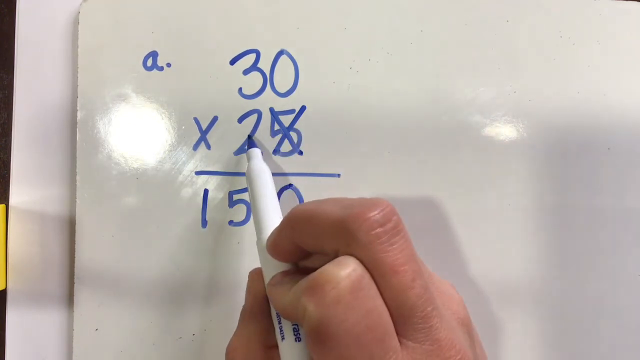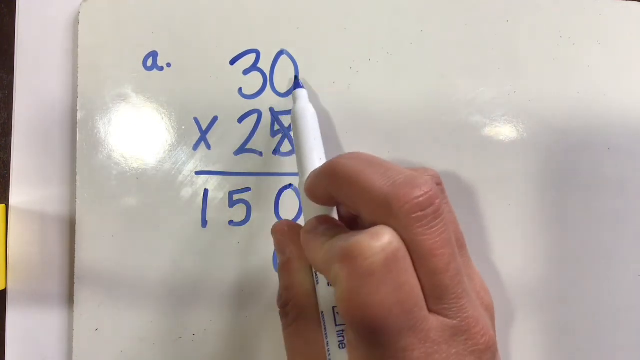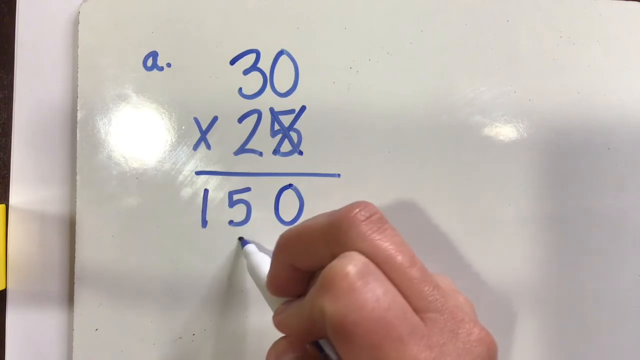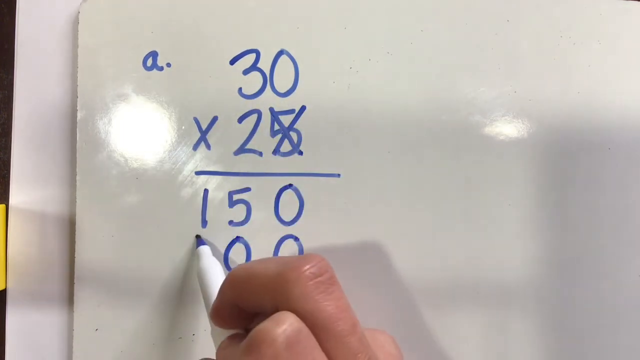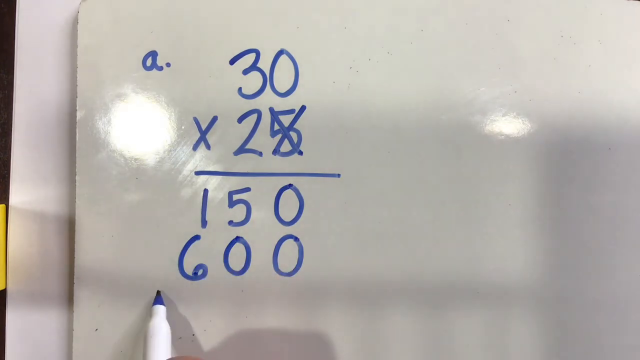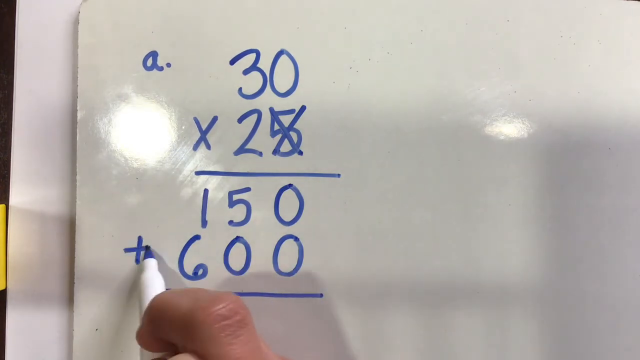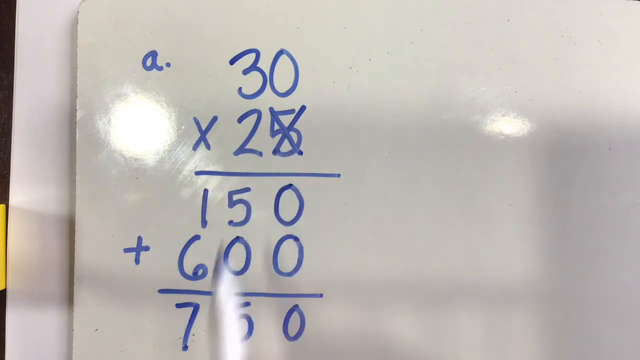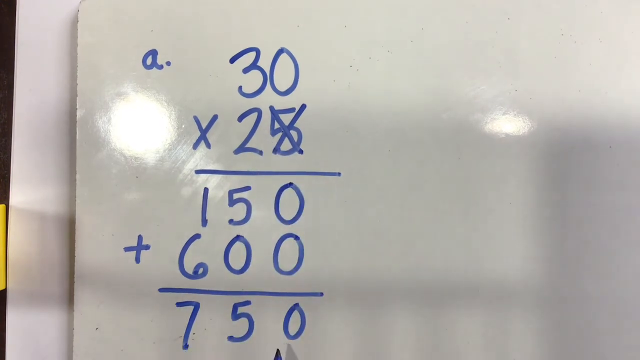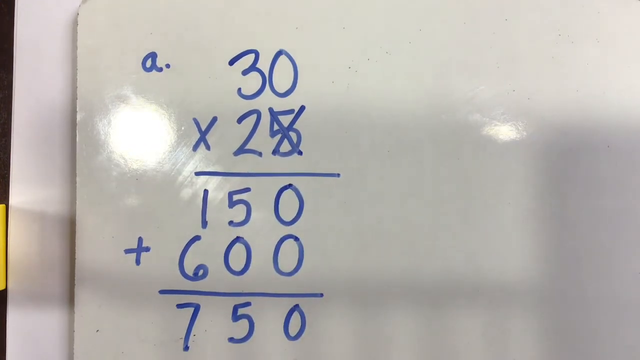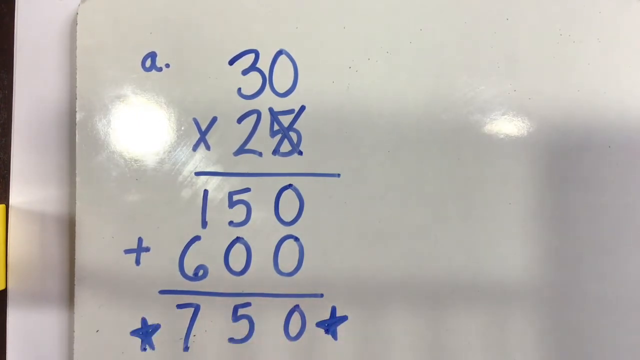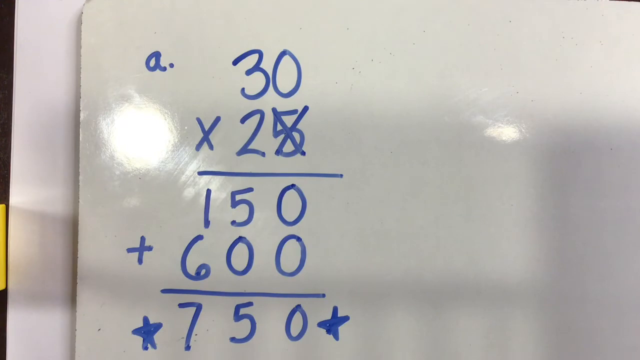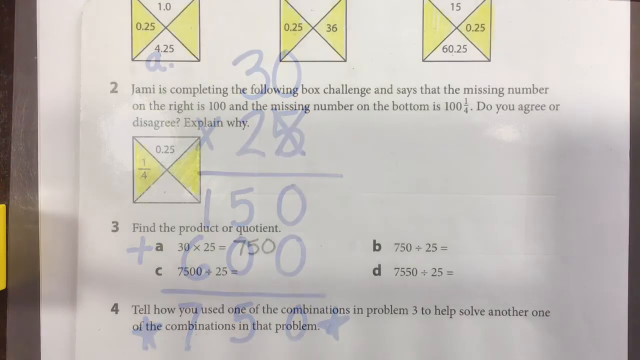Now I'm going to multiply the 2. 2 times 0 is 0. 3 times 2 is 6. Now I'm going to add, so 30 times 25 equals 750. I'm going to write that product down, and this is going to really help me solve the rest of the problems for B, C, and D.